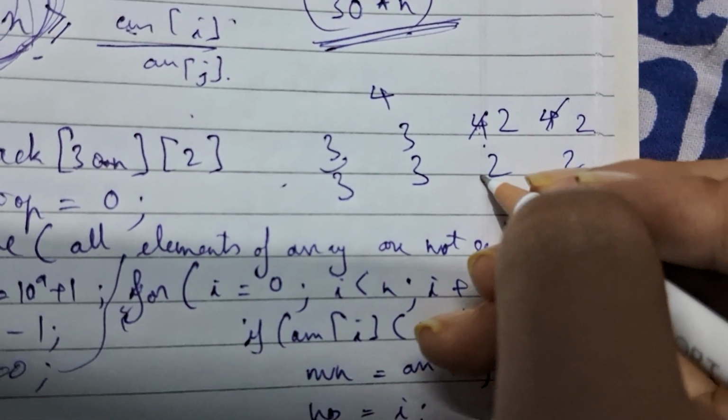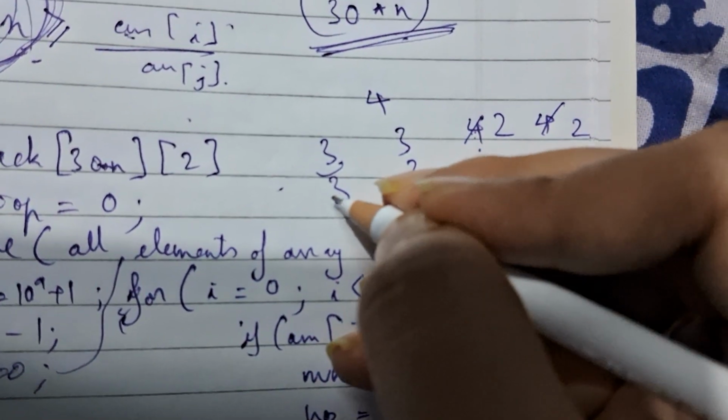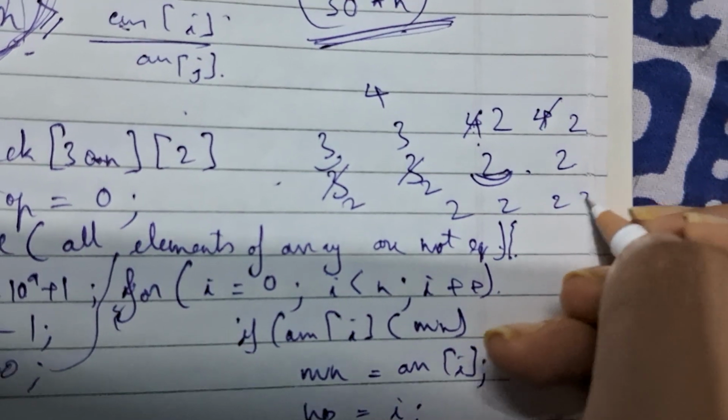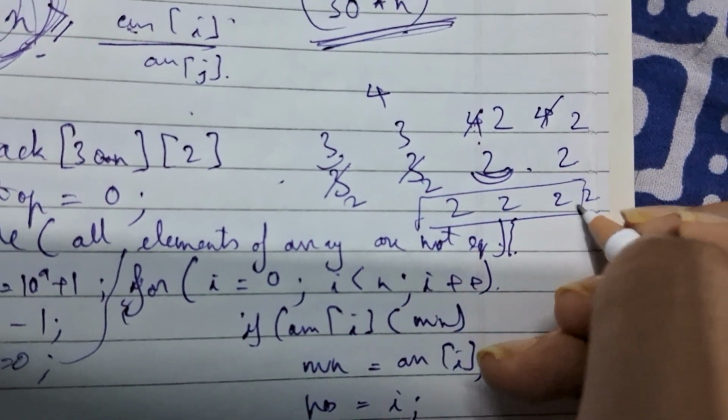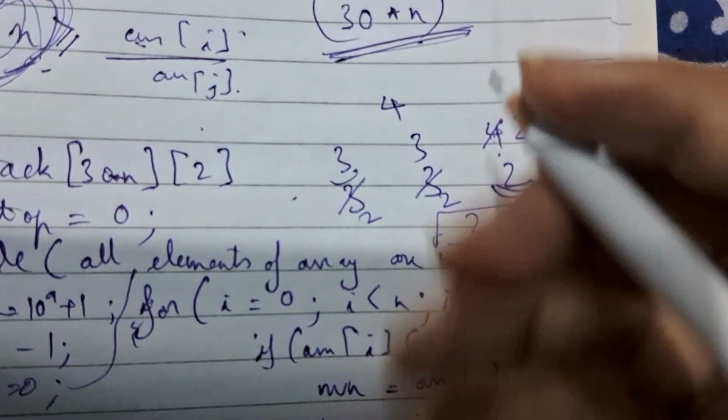Now what is the minimum? The new minimum is 2. So 3 by 2 is 1 point something. So 3 becomes 2 and this 3 becomes 2. So what are the elements? 2 2 2 2, right? All are equal, right? Very simple. Now see how we came to this.